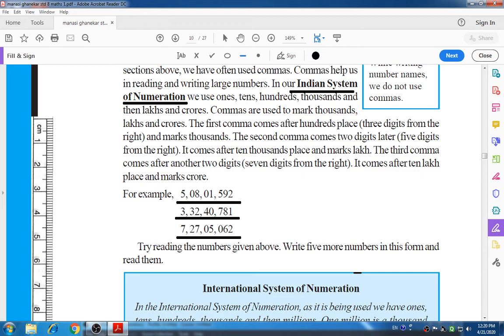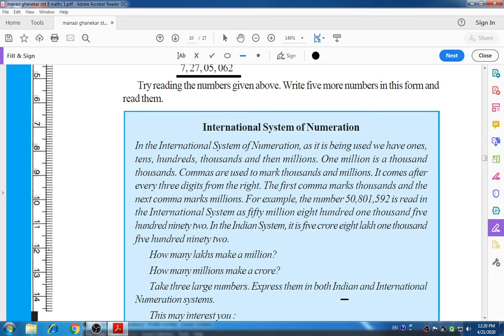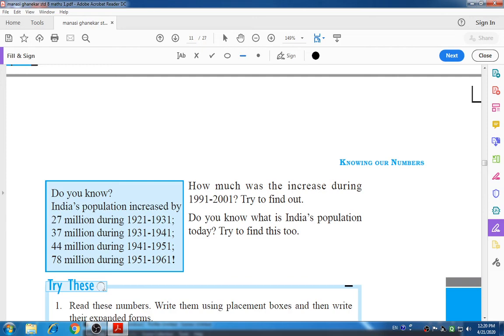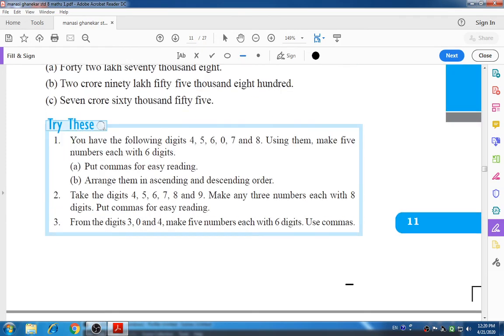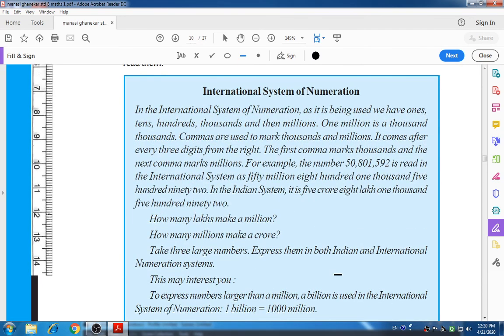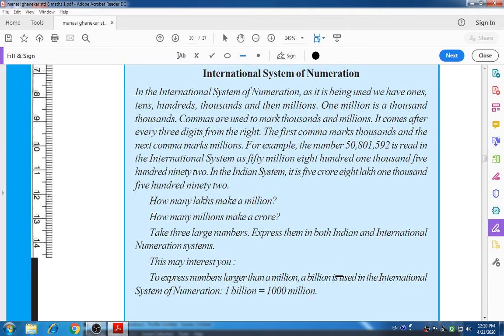The other system of numeration is the international system. In the international system of numeration, we have ones, tens, hundreds, thousands, and then millions. 1 million is a thousand thousands. Commas are used to mark thousands and millions. It comes after every three digits from the right, and the first comma marks thousands, the next comma marks millions.